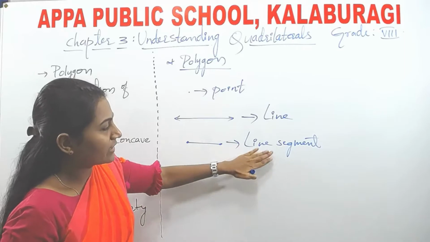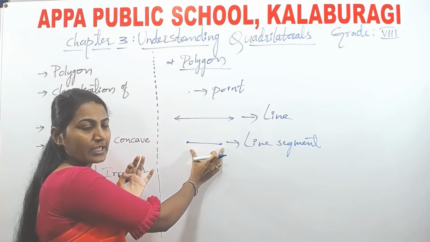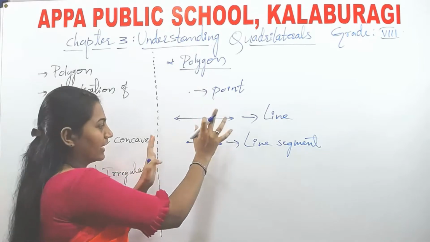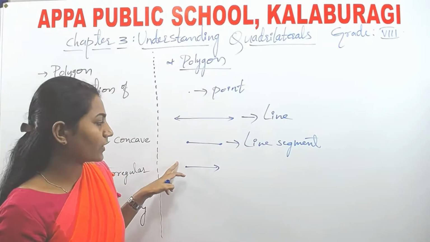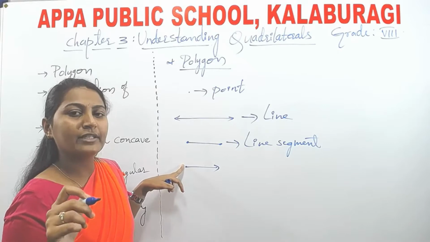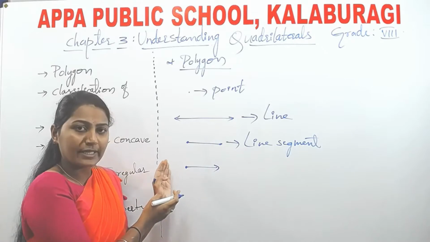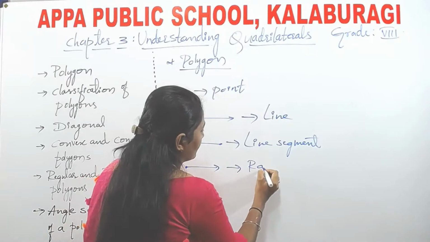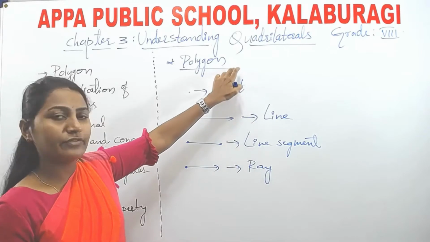So this line segment is a part of a line. I'm taking some part of the line, which has endpoints, and it can also be measured, whereas a line cannot be measured. Next is the ray. A ray has one endpoint or starting point, and it can be extended an infinite number of times only in one direction. This is a ray. Why I am explaining all these things is related to the definition of polygon.